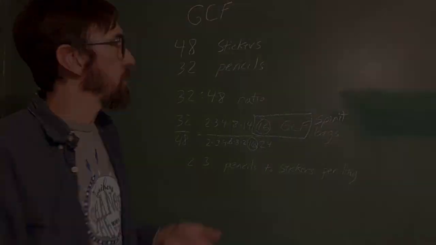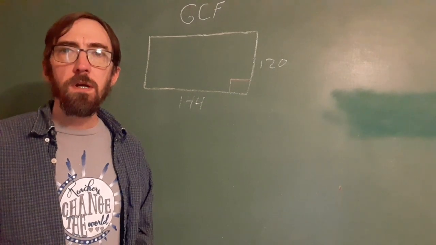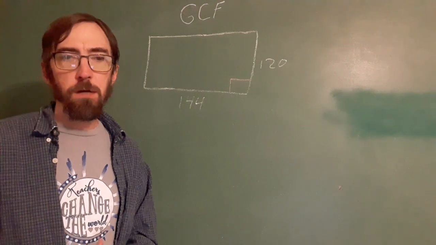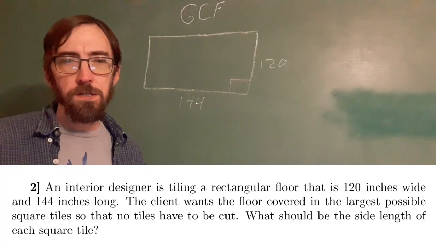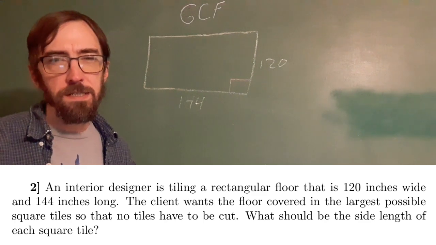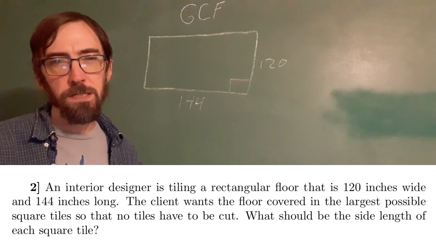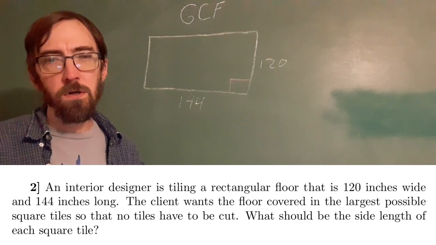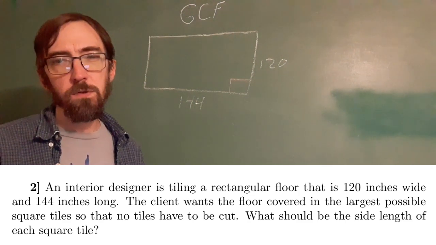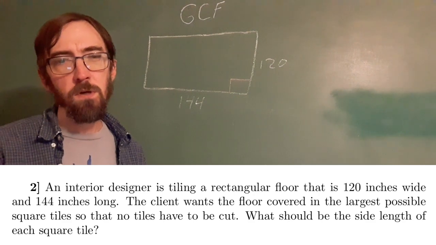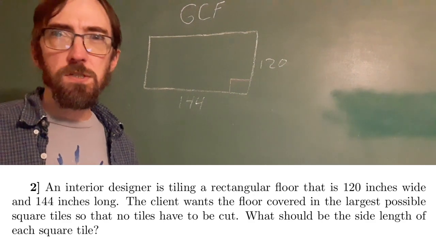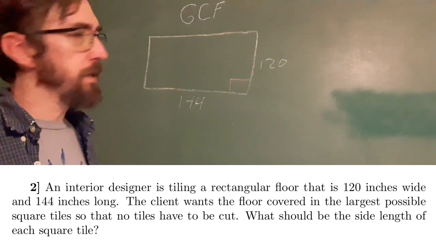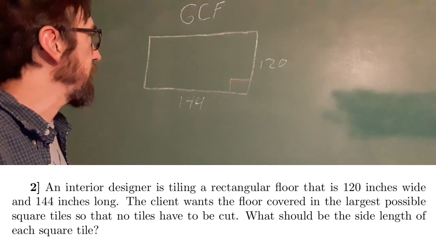The next question that students would have to come up with to make this really robust is to have this as an economic question. For our second problem, we are going to look at one that has a bit of geometry to it. An interior designer is tiling a rectangle floor that is 120 inches wide and 144 inches long. The client wants the floor to be covered in the largest possible square tile so that no tiles have to be cut, so we're looking at no waste essentially. What should the length of each square tile be?